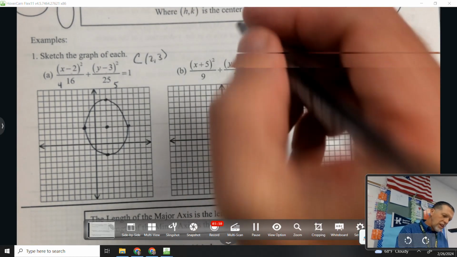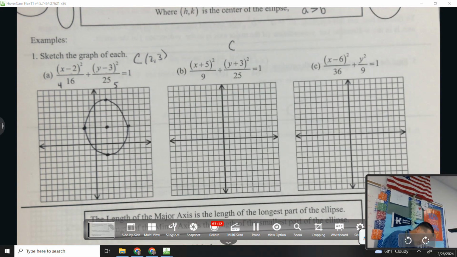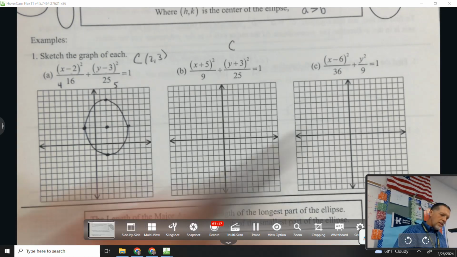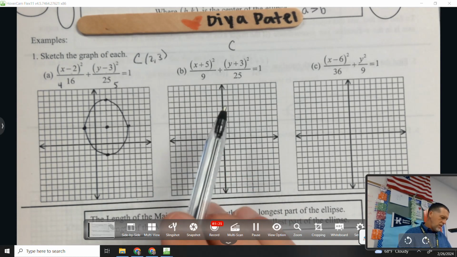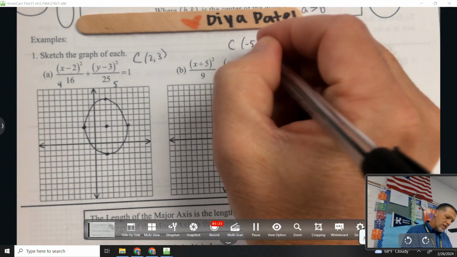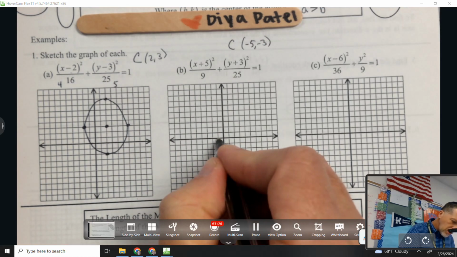Part B. The center, then, would be... Let's start picking on people. Dia, how about the center for part B here? -5, -3. -5, -3.